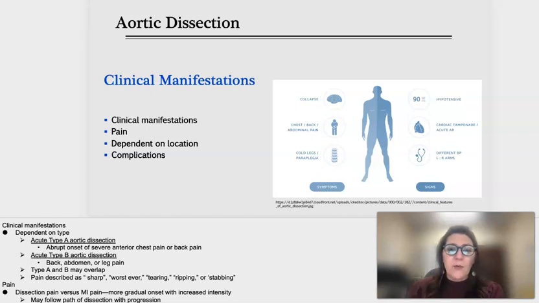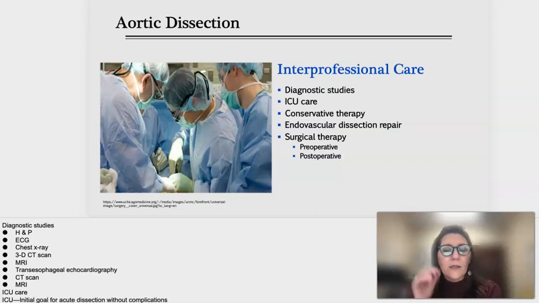Okay, dissection pain versus MI pain. More gradual onset with increased intensity. So this may follow the path of dissection with progression. Older patients are less likely to have an abrupt onset. They might have hypotension or vague symptoms, and it may be painless for some. Who knows why?